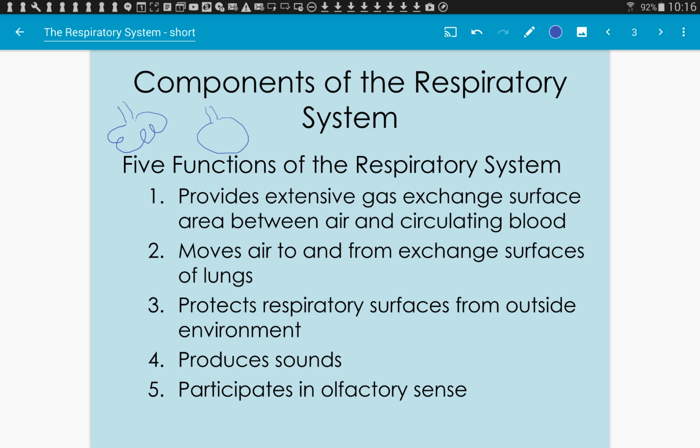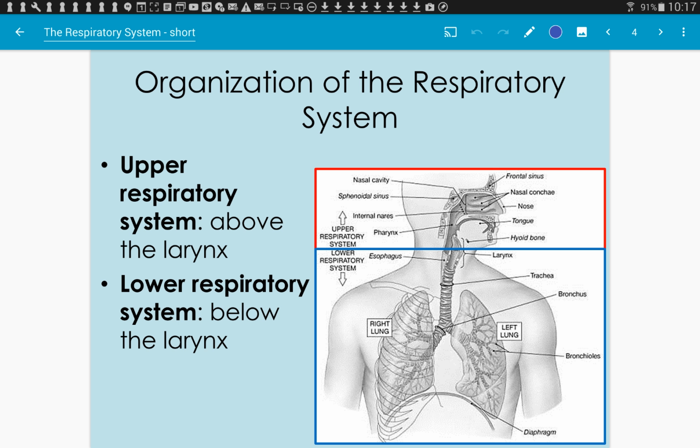And the respiratory system is also used to produce sound. If you cannot push air over your vocal folds, otherwise known as vocal cords, you can't produce sound. So you have to be able to push air over those. And the respiratory system has a close association with your nasal cavity. And so there is a component of sense of smell with the respiratory system.